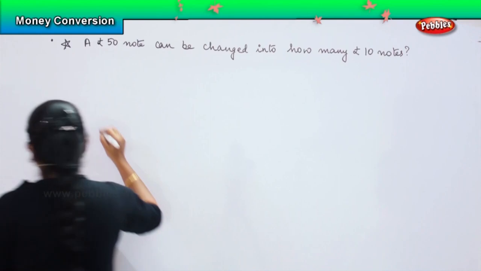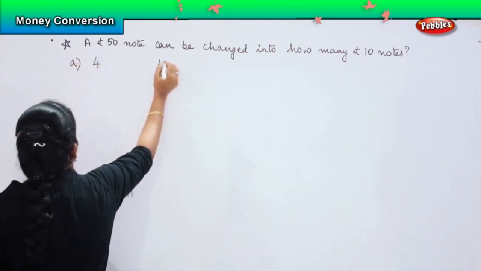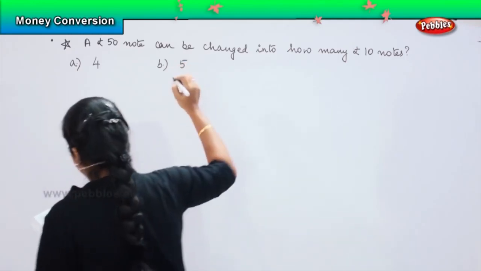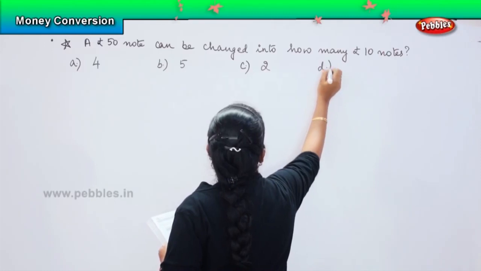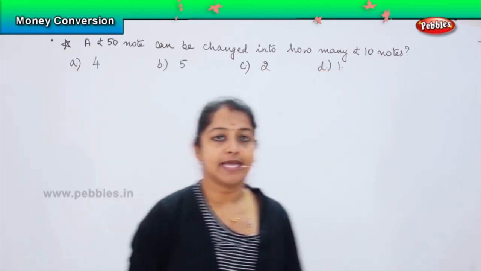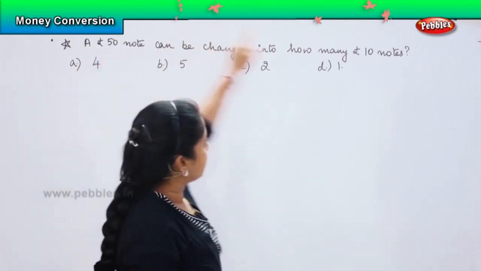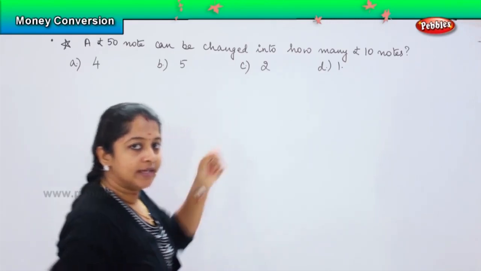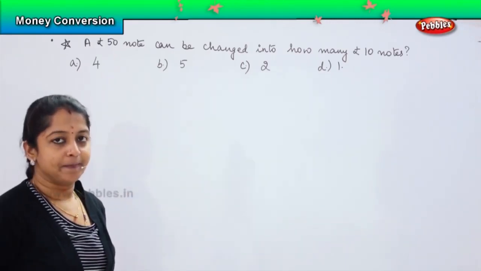Okay, and your options are A 4, B 5, C 2 and D 1. So the question says that there is a 50 rupee note which you have to convert into 10 rupee notes, and when you take the 10 rupee notes, that value and this 50 rupee note value should be the same.